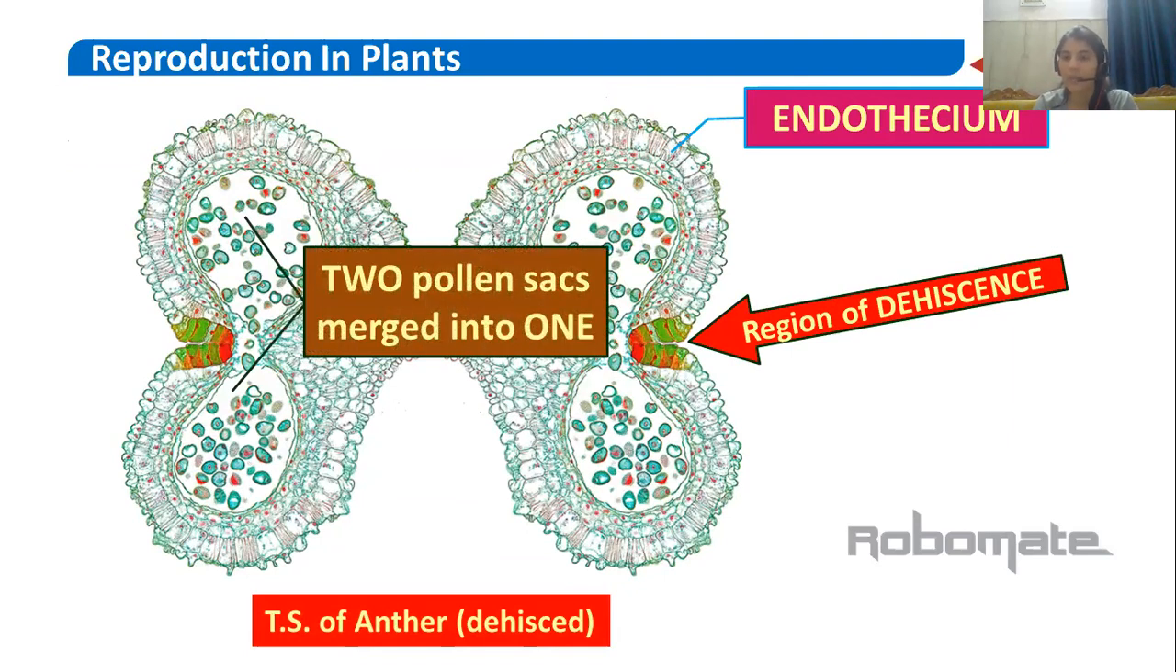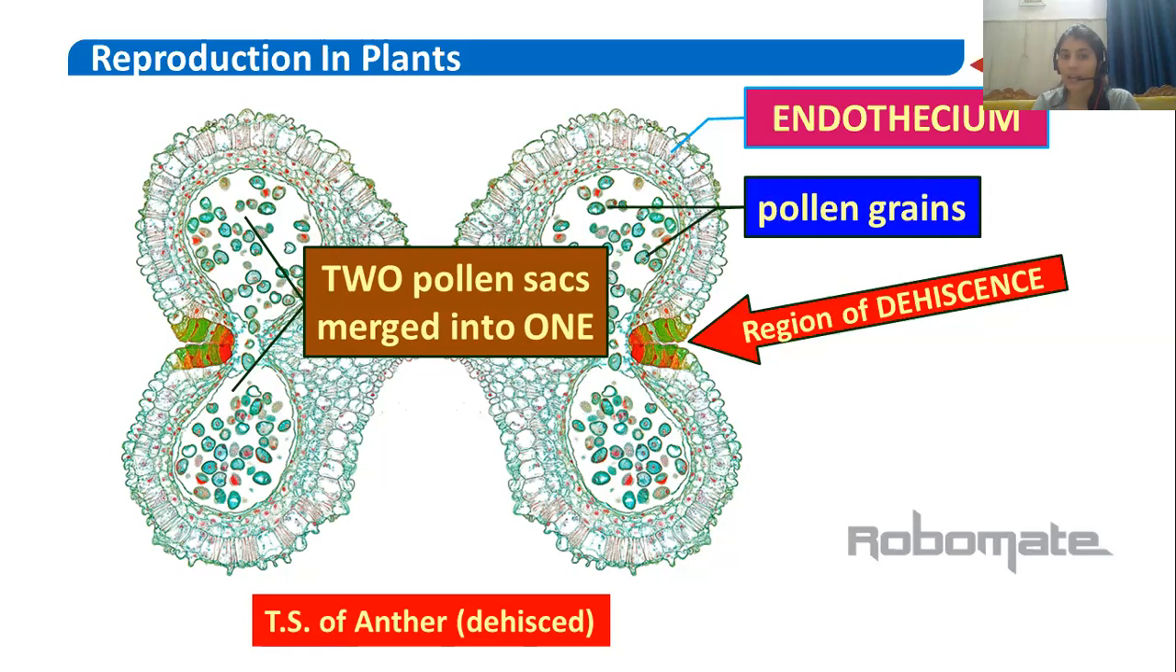And at the time of dehiscence, what happens? These pollen sacs merge into one. I told you each lobe contains two pollen sacs or microsporangia. At the time of dehiscence, these two pollen sacs merge and become one. As you can see in this diagram, this becomes one. And the pollen sac contains the pollen grains.